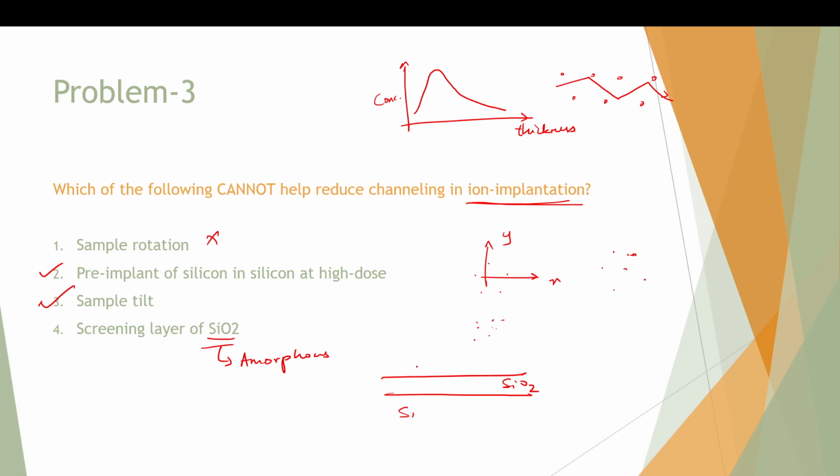Since this silicon dioxide is amorphous, whenever some ion hits it, say at a 90-degree angle, it will scatter it in different angles. So it acts like basically giving a sample tilt, but in all possible directions. So that will again reduce the channeling. So screening layer of SiO2 also helps. So which of the following cannot help reduce channeling? It's sample rotation.